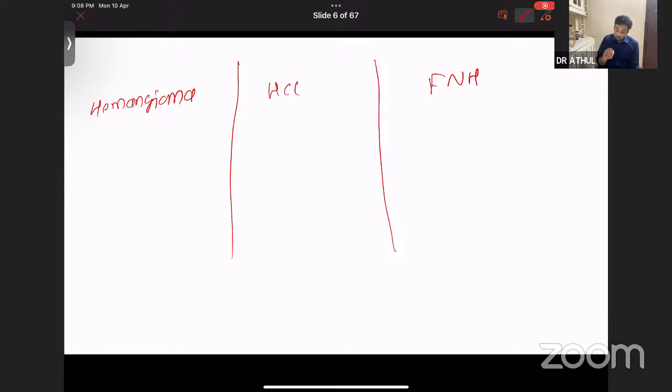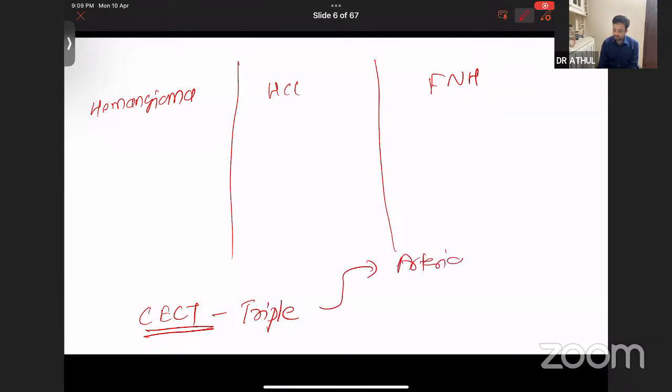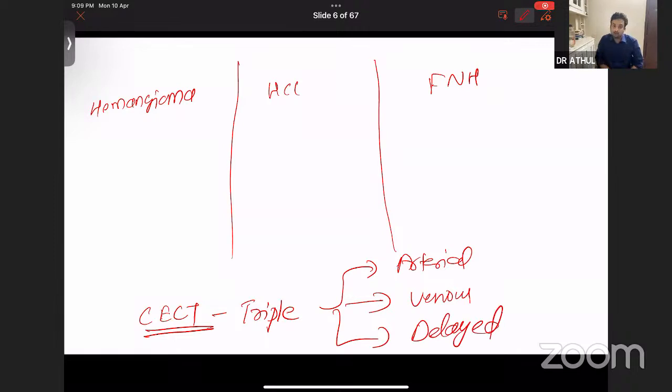The thing is, for these three diagnoses, we should get a contrast enhanced CT, not a plain CT. That is the first point. We cannot tell a hemangioma, HCC, or FNH with the help of a plain CT. We need a triple phase CT, that is a contrast CT in 3 phases. Which are the 3 important phases? Arterial phase, portal venous phase, and delayed phase. So 3 phases are required for making the diagnosis of hemangioma, HCC, FNH, or any other liver lesions other than these calcified lesions. Okay. So first of all, we will see what happens in hemangioma.